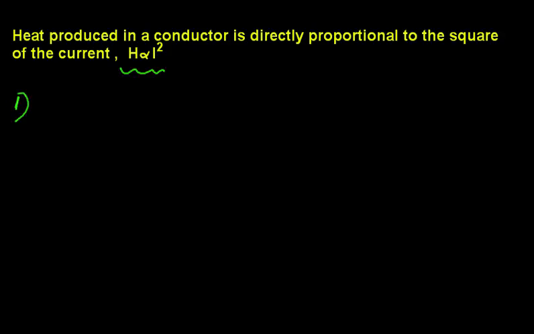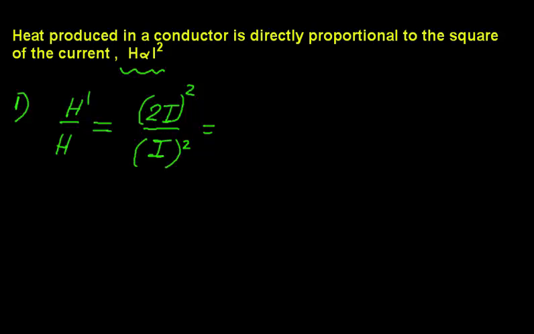Number 1, if we talk about a particular relation in which the value of current is doubled, then let's say the ratio H dash over H equals 2I over I, with the square, because heat is directly proportional to the square. So I can have 4 here.